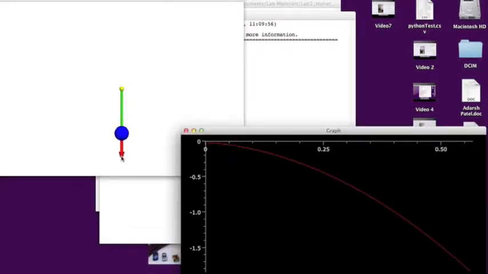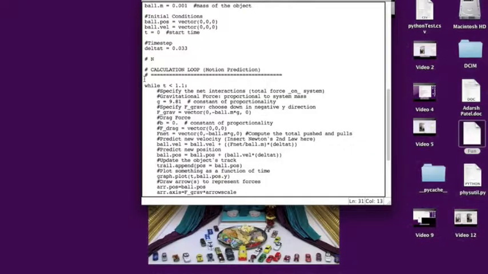The arrow represents the gravitational force, and it's in the negative y direction, and for the motion of the object, it follows a projectile path until it hits the ground. On simulation of my balloon, the mass of the balloon is 1 gram, and the initial position and the velocity vectors are both 0, 0, 0. The delta t is 0.033 seconds, matching the frame length of the Tracker software.